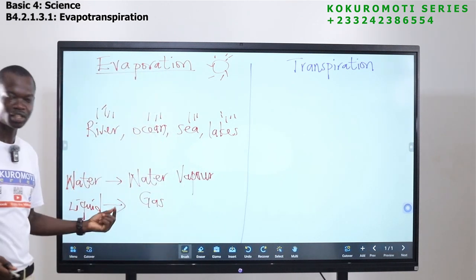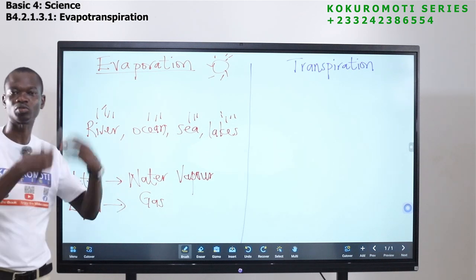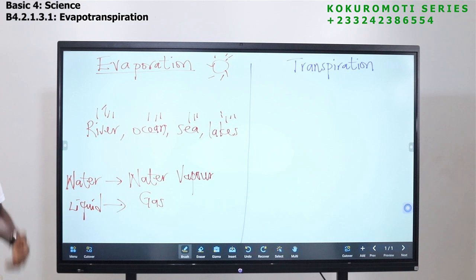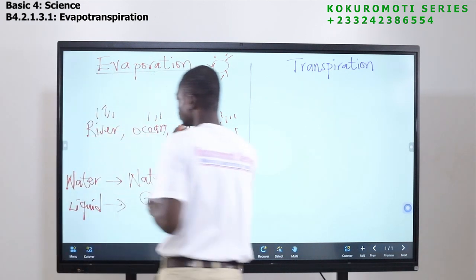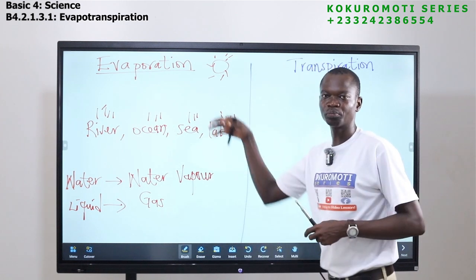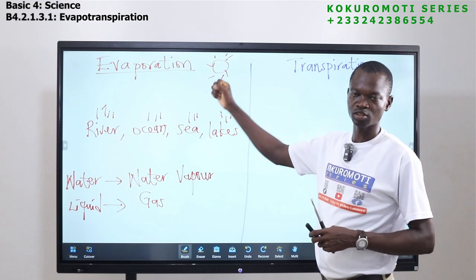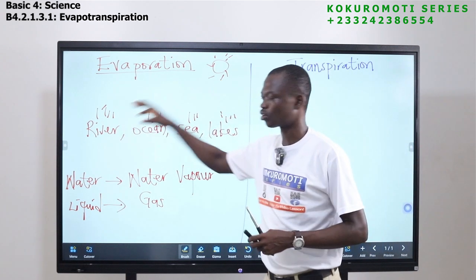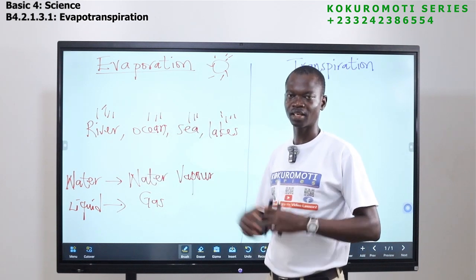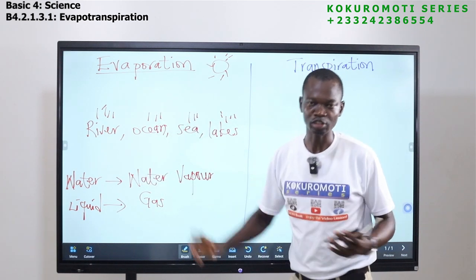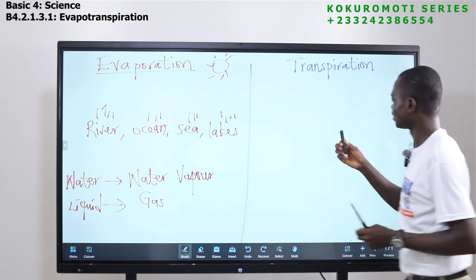Evaporation only takes place when there is what? Heat, a source of heat. If you have water and there is no heat, there is no way the water will evaporate. So water evaporates when there is the presence of heat. In the case of water bodies, we don't put them on fire, but the sun produces heat. So the heat from the sun will change these water bodies into water vapor. And water vapor, because it is a gas, goes into the atmosphere. So this is evaporation.